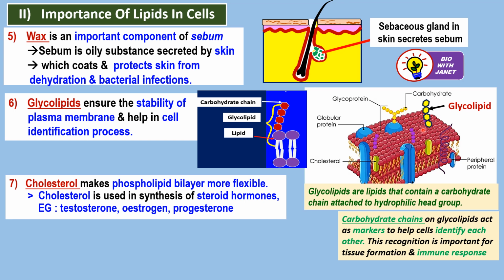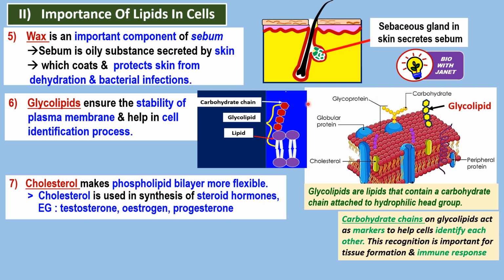But the white blood cells will be able to identify foreign cells that are not from the body, without those markers or glycolipids on top. Then they will be able to attack the bacterial cells and so forth. So glycolipids help in the cell identification process so that cells of the same body can identify each other.